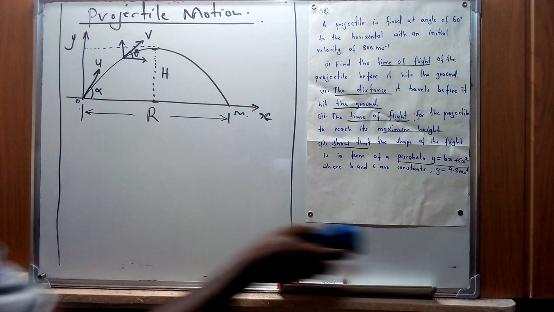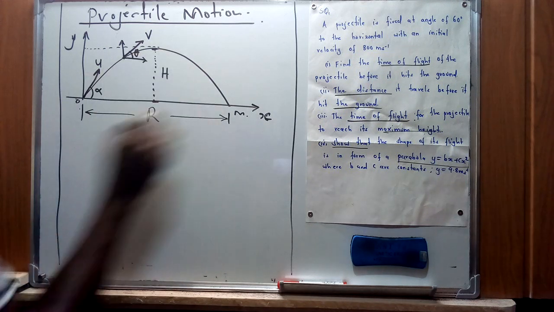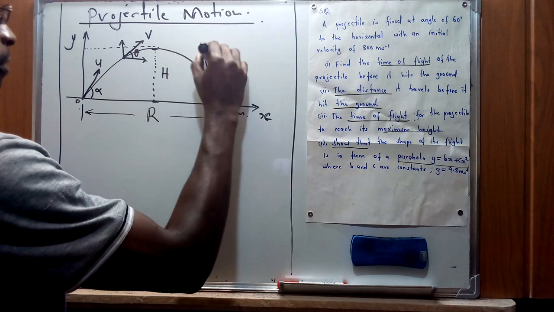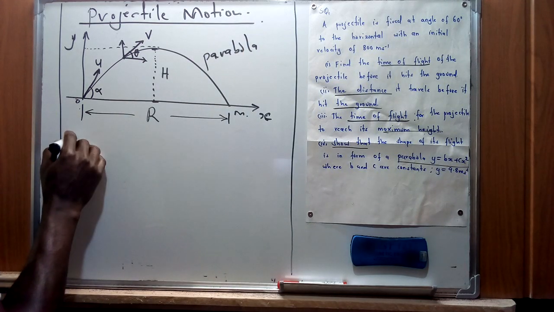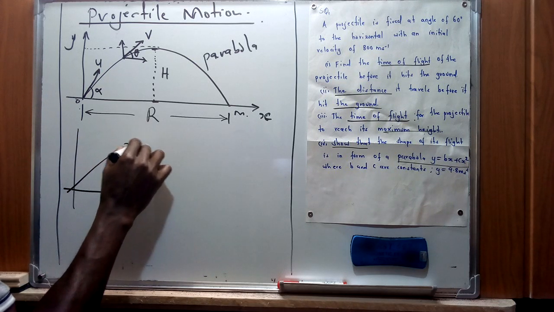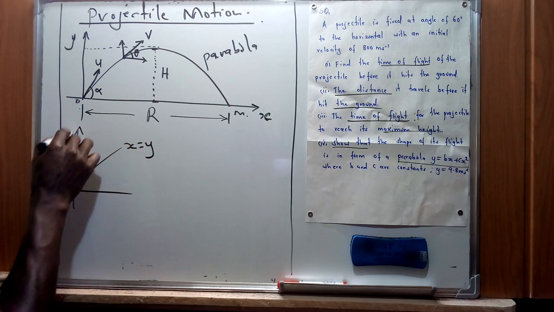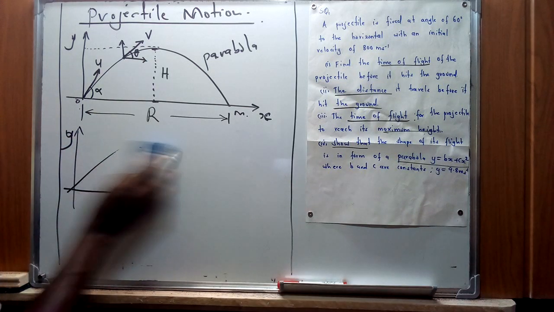Now that I've spoken in summary about what these different aspects of our projectile motion represent, Roman 1 is: find the time of flight of the projectile before it hits the ground. Now in this case, we have this path of travel, which assumes the shape of a parabola. This one can be given in terms of an equation, as we said from normal graphing, y equals x.